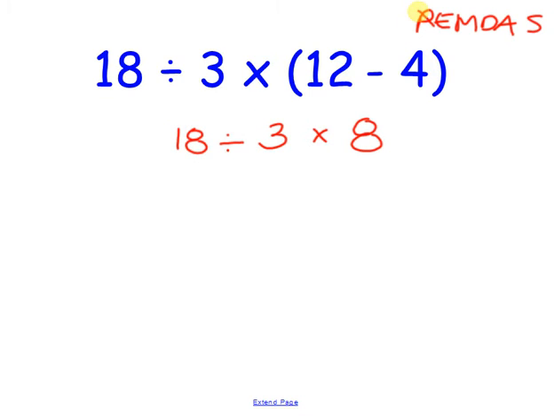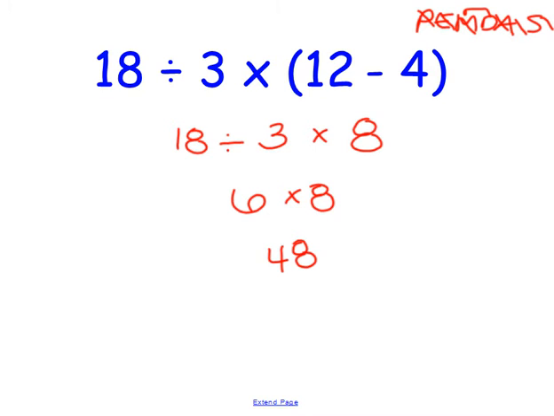Okay? Now, E for exponents. I do not have any exponents. Cross it out. Multiplication, division in order from left to right. I do have it. I have division here, multiplication here, but I need to start on the left. 18 divided by 3 is 6. Rewrite the rest of the problem. And I still have multiplication. 6 times 8 is going to be 48. And I don't have any addition or subtraction.